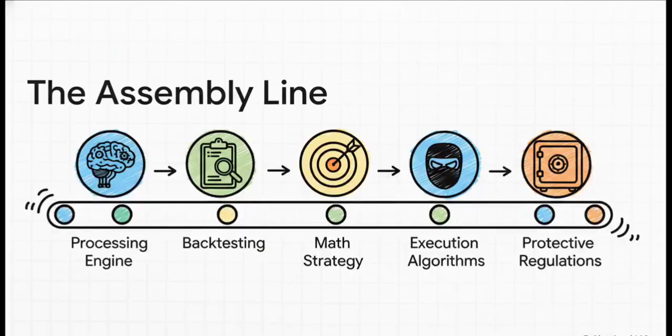Let's do a quick recap of this assembly line to really solidify what we've learned. We start by building the event-driven engine to instantly process live data. We then safely rehearse the logic using vectorized and event-driven backtesting. After that, we deploy mathematical strategies like mean reversion or arbitrage to target the profit. We use execution algorithms like VWAP to hide our massive trades. And finally, we satisfy strict global regulations to ensure these automated actions don't inadvertently break the economy. It is a beautifully logical, sequential intersection of computer science and financial theory.